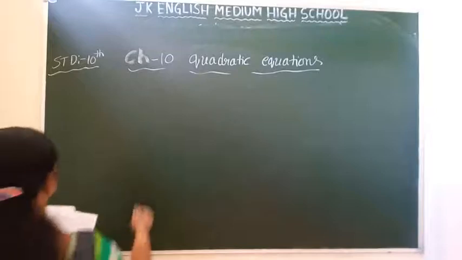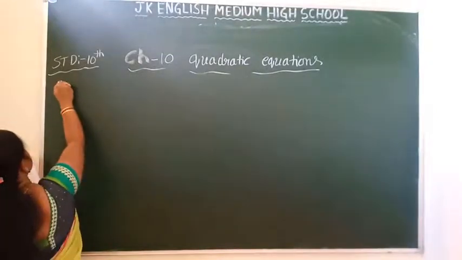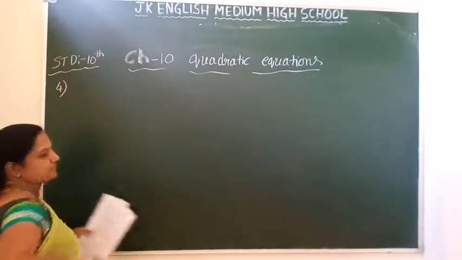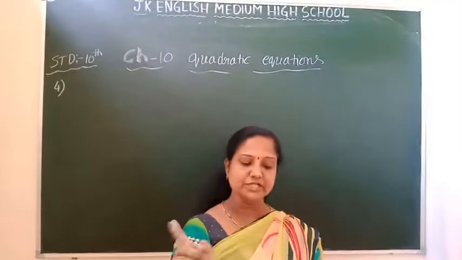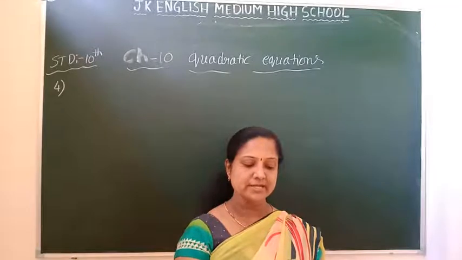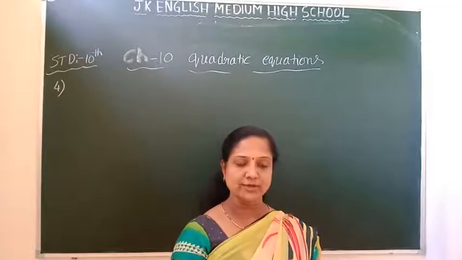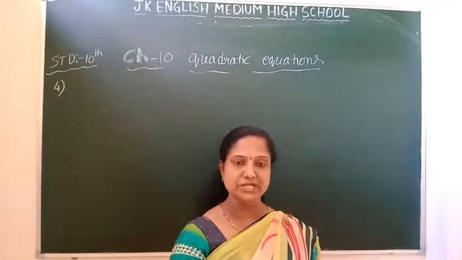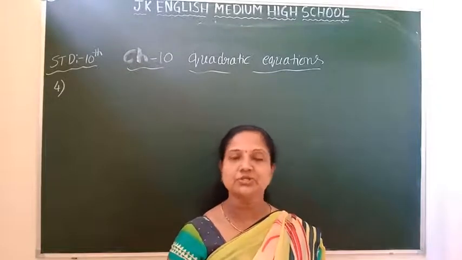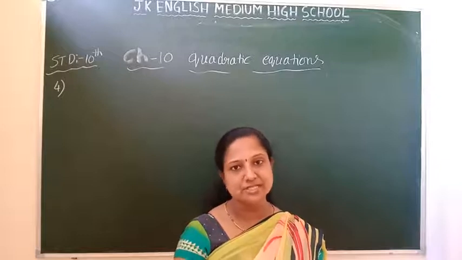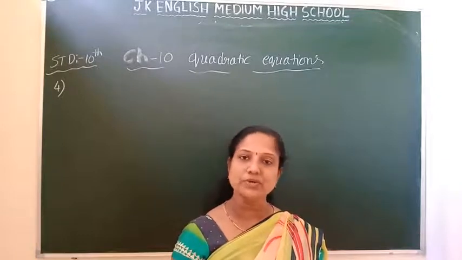Children, question 4 in this exercise 10.3. I am going to read the statement first. The sum of the reciprocals of Rahman's ages 3 years ago and 5 years from now is 1 by 3. Find his present age. So they told us to find out his present age, and we don't know what his present age is.